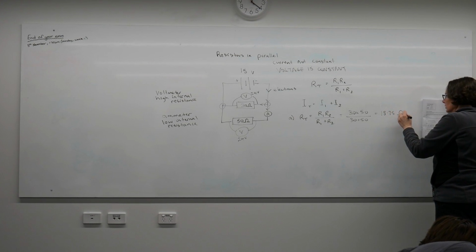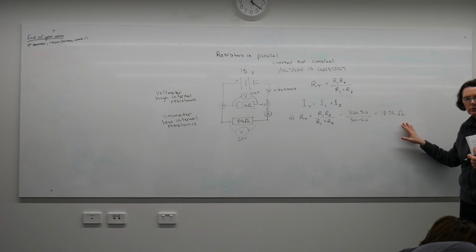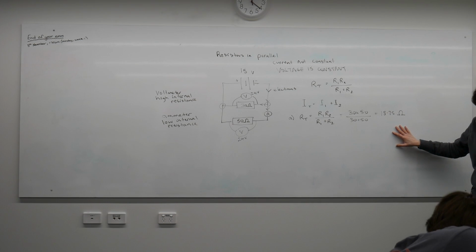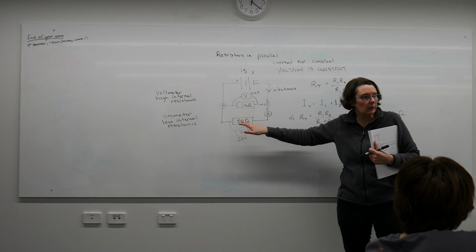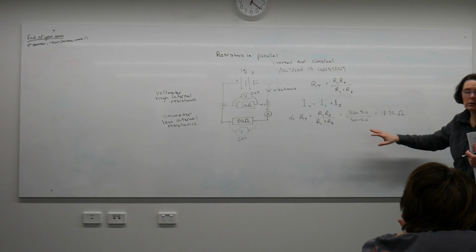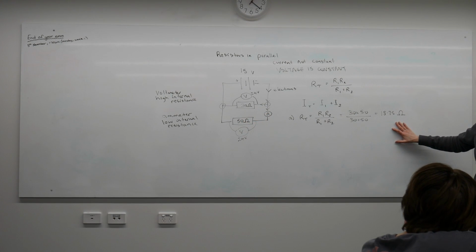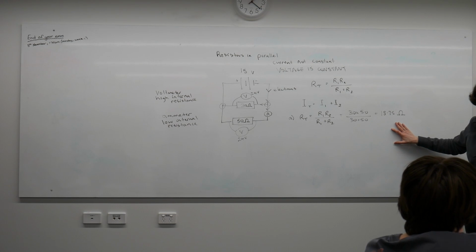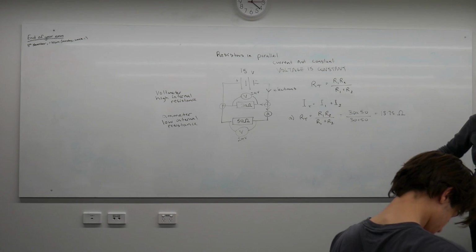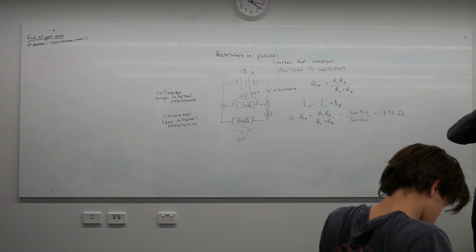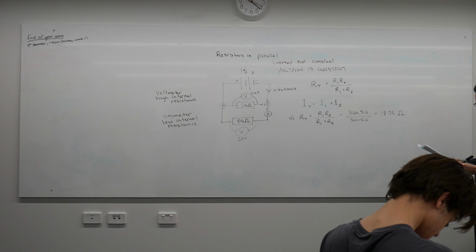18.75 ohms. This is the total resistance of the circuit, even though this is 30 ohms and this is 50 ohms. The total resistance of the circuit is much lower than each of the individuals because it's wired in parallel, and we've got these options for our electrons to flow through.